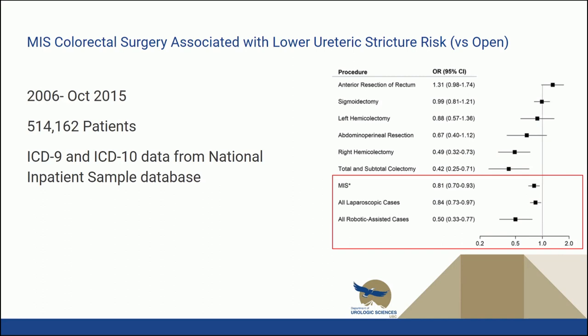Looking at more recent data, going from 2006 to October 2015, there was a study by Mayo et al. which looked at ureteral injuries in colorectal surgery and the impact of laparoscopic and robotic-assisted approaches. This used ICD-9 and ICD-10 data from the National Inpatient Sample Database. Here we can see that, especially in more recent times, there's been a shift towards laparoscopic and MIS robotic cases actually being associated with less risk of lower ureteric stricture compared to open.